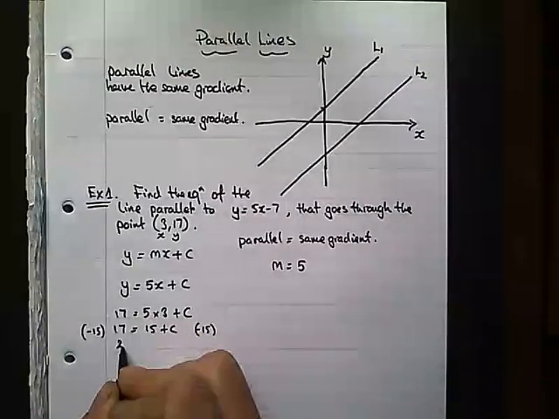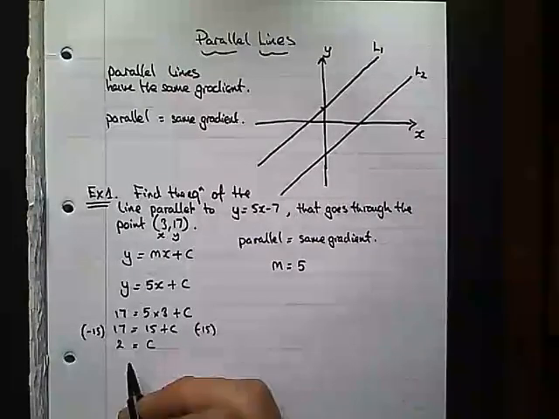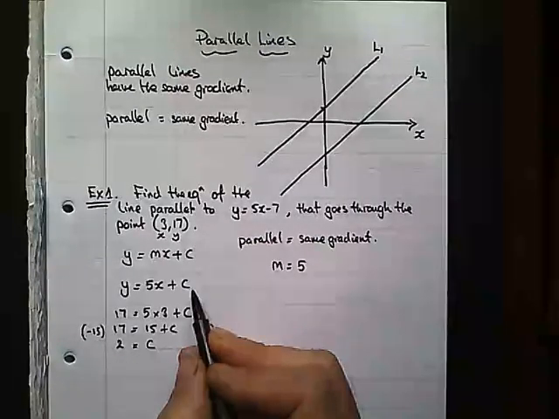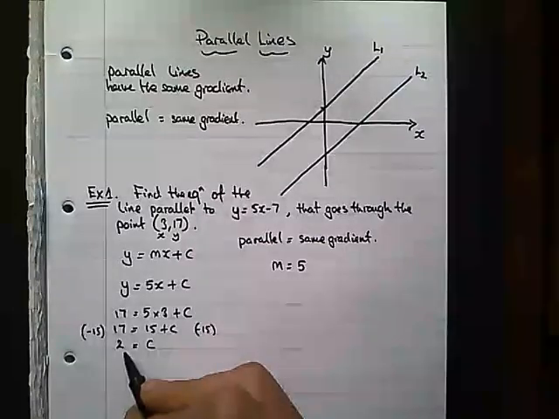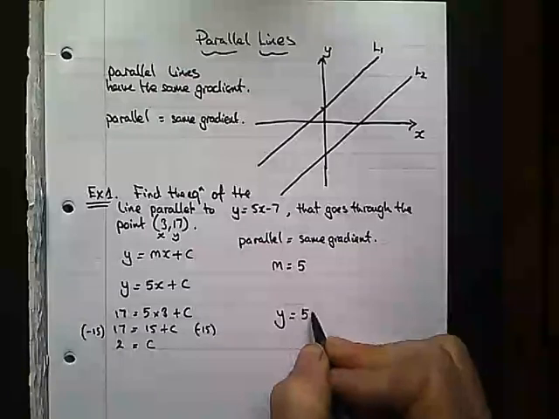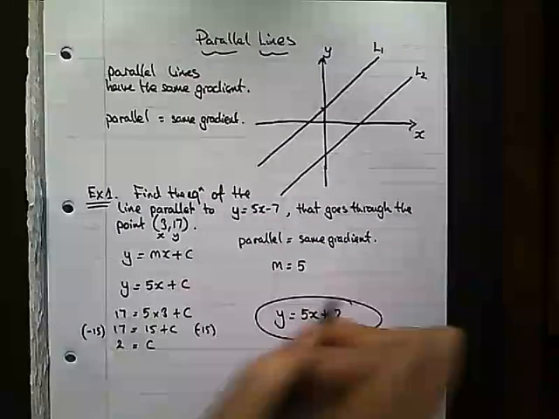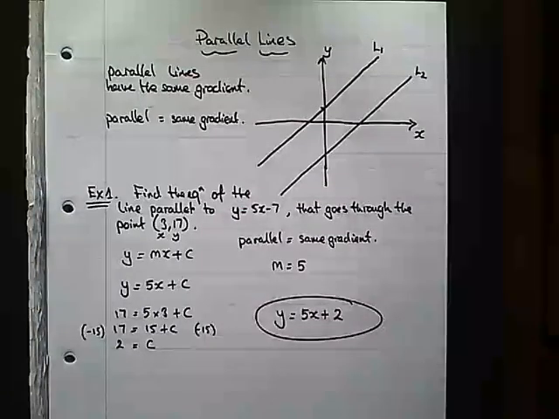And we're left with 2 equals c. So we found our c coordinate, so then all I need to do is replace this c with the number that I found. So the equation is y equals 5x plus 2. And that's your answer.